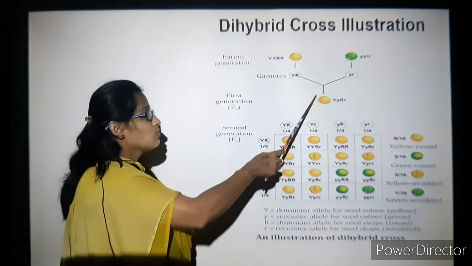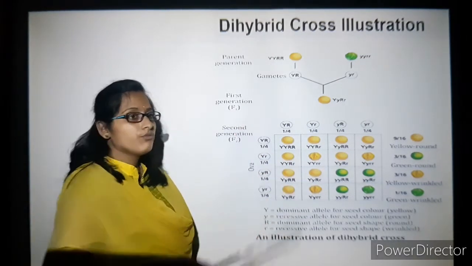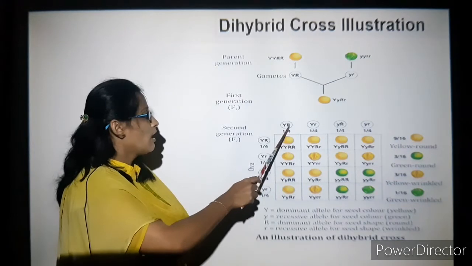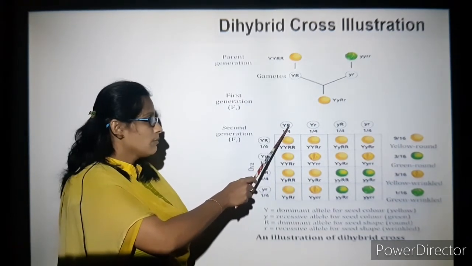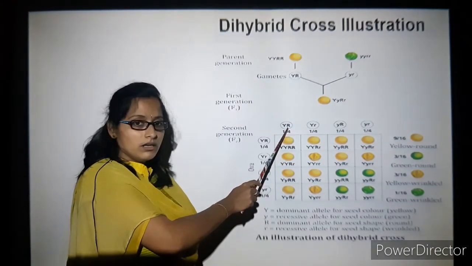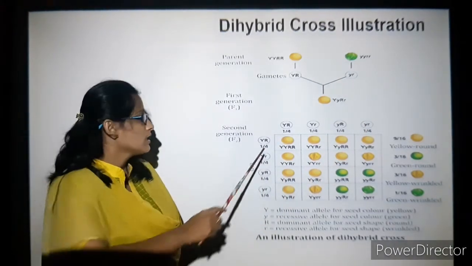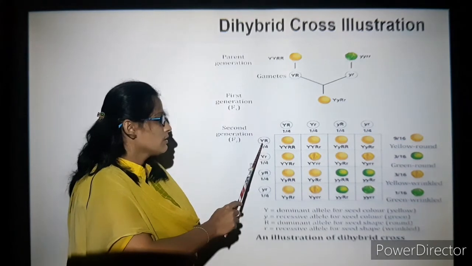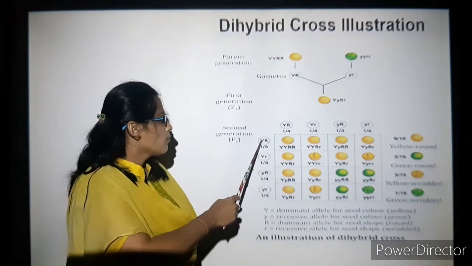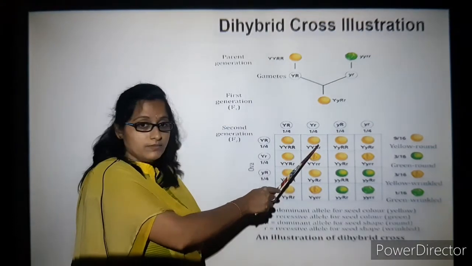Now what you will do, in the same way as the monohybrid cross, you will put it in the Punnett square. Now you will have 4 different combinations. So you will write here YR, that is dominant one, Y big R, Y small r, big Y small r, then small y big R and small y small r. Again here also same way you will write, then you will cross it. When you cross it, you will have big Y, big R, so big Y, big R, small r.